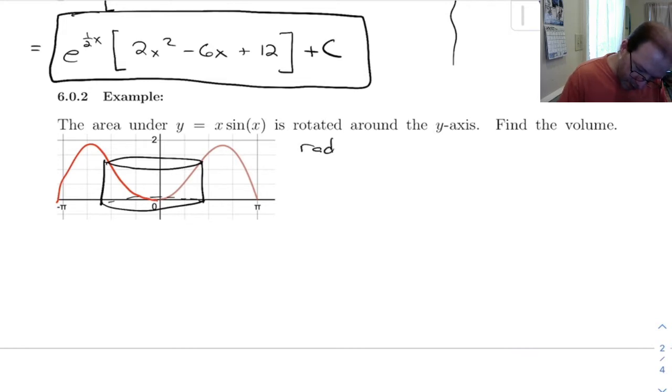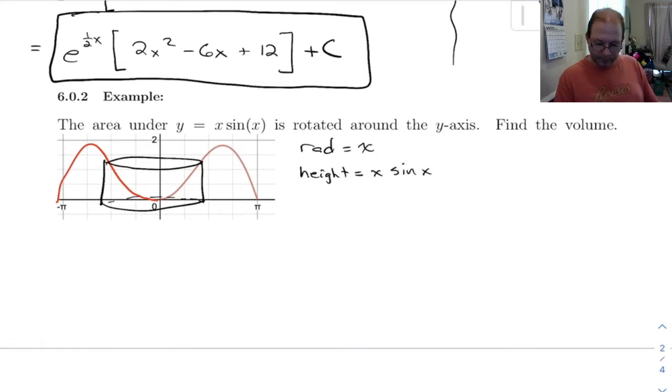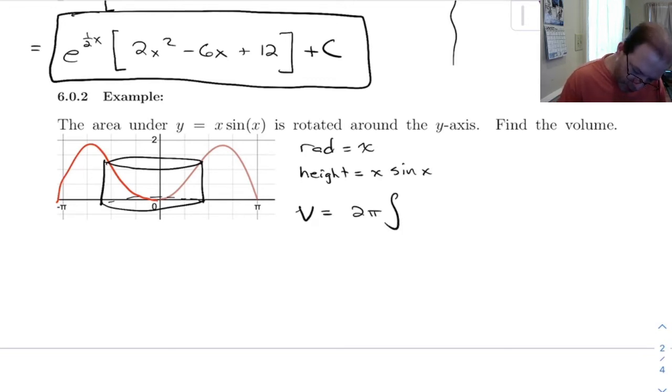So the radius is x, and the height is x sine x. So our volume for the shell is going to be 2 pi integral radius, height, thickness. The thickness is dx. All right, so when we do radius, height, thickness, we get x squared sine x dx. And let's see, we're going from here to here, so our endpoints are 0 to pi.